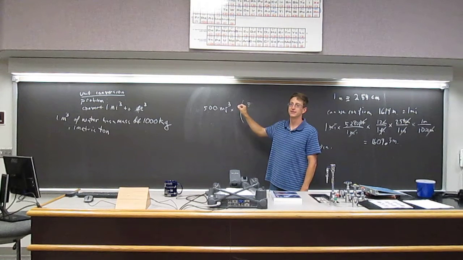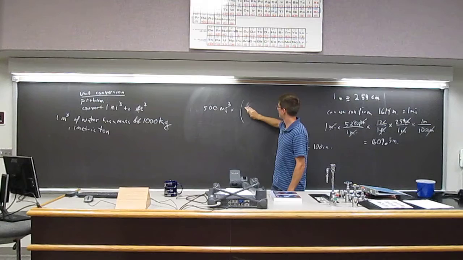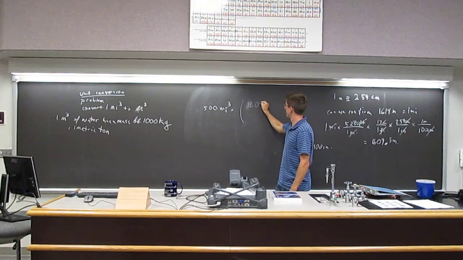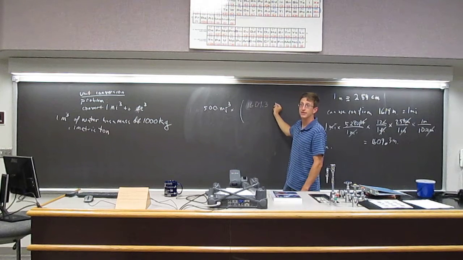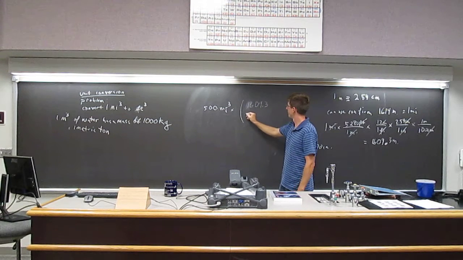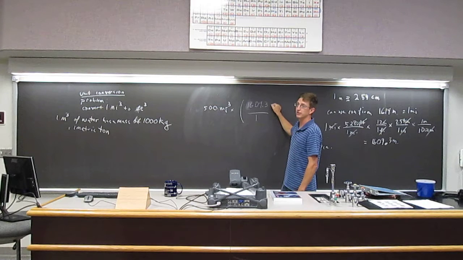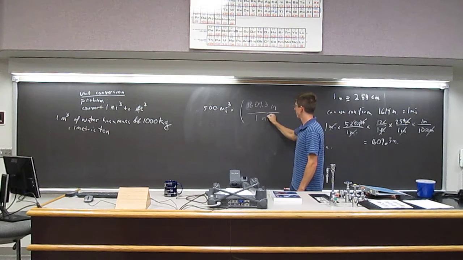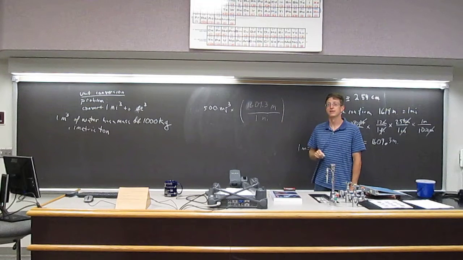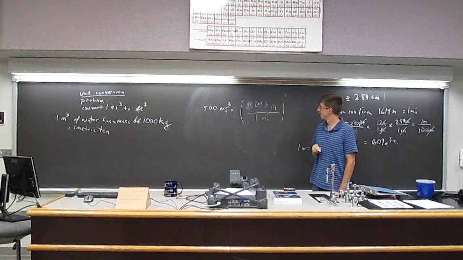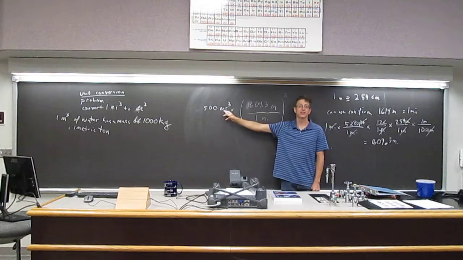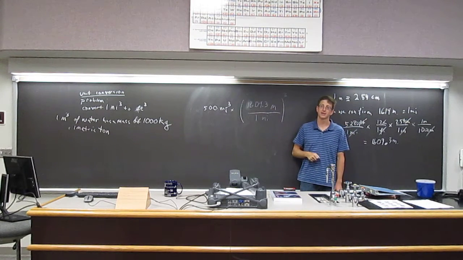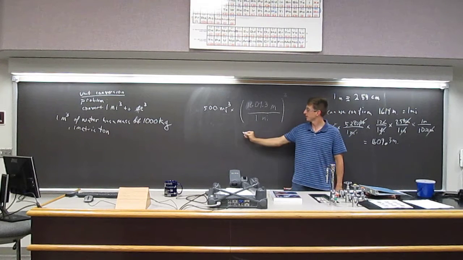You would just do the same thing, but put 1609.3 meters over 1 mile. Close your parentheses and then keep it cubed. Then the cubic miles would cancel out with the cubic miles, and I'd be left with the cubic meters, right? So what would you get here?